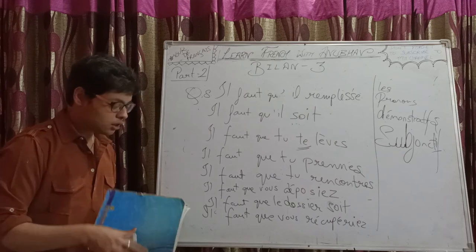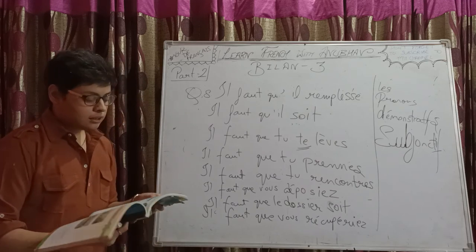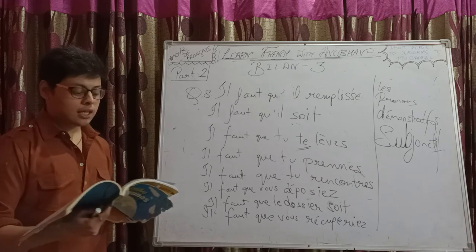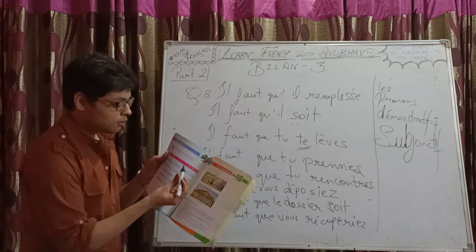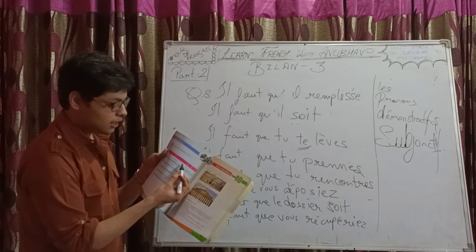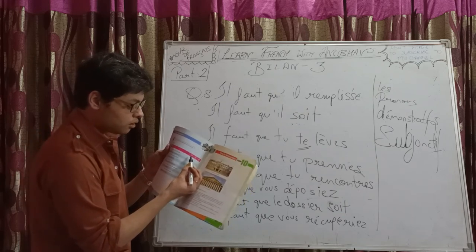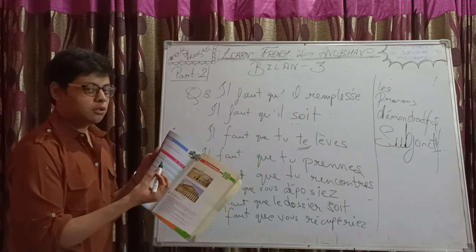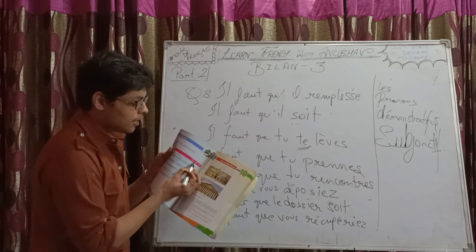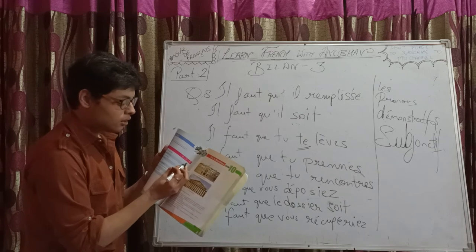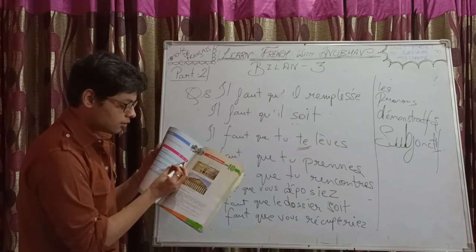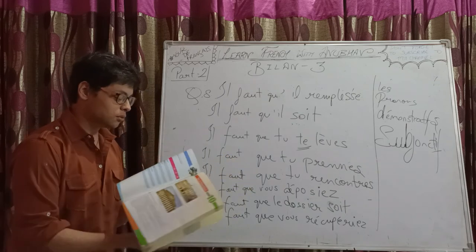Page number 83 over. Questions also over. J'évalue ce que j'ai appris dans cette unité. I'm evaluating what I learned in this unit. If you feel like you learned really well, so here put a tick. If you are neutral, not so good and not so bad, then here. And if you feel that you can't really do it till now, then in the third column, the rightmost one.